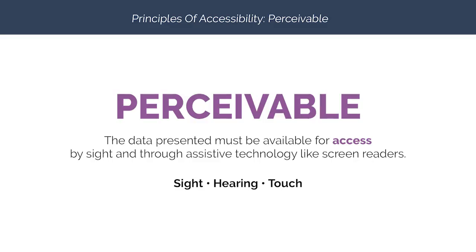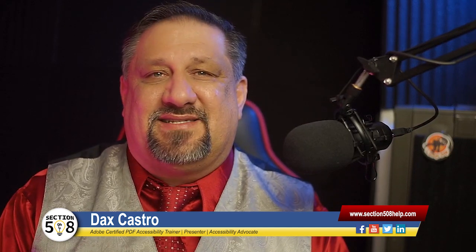Perceivable. The data presented must be available for access by sight and through assistive technology like screen readers. Access is the key word here, because if there's no way for a screen reader to get to the content to identify or voice the content, then to those using assistive technology, the content really doesn't exist.